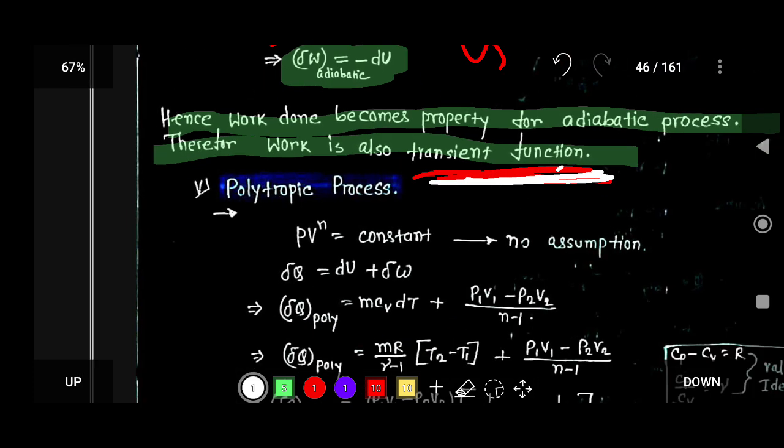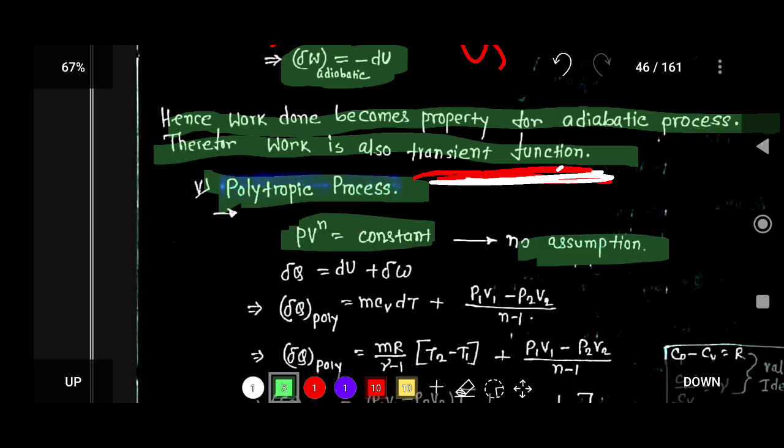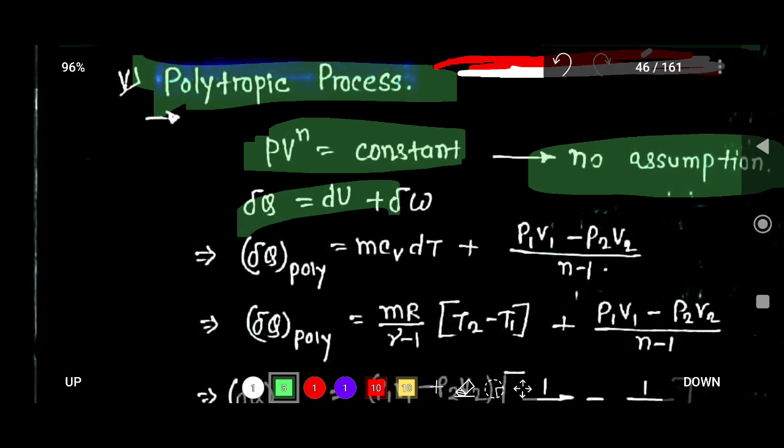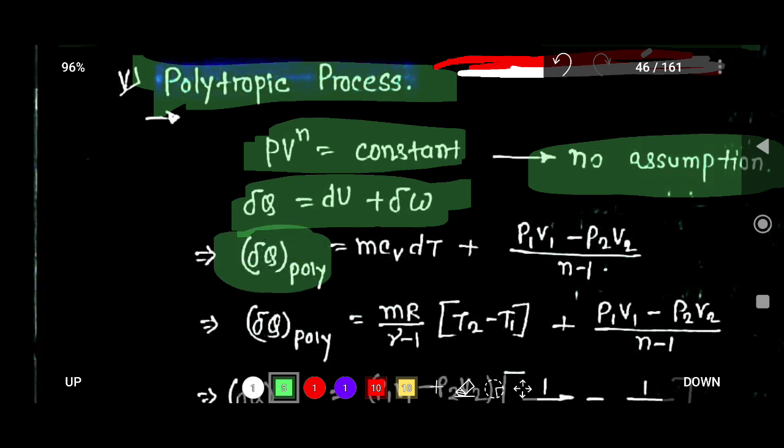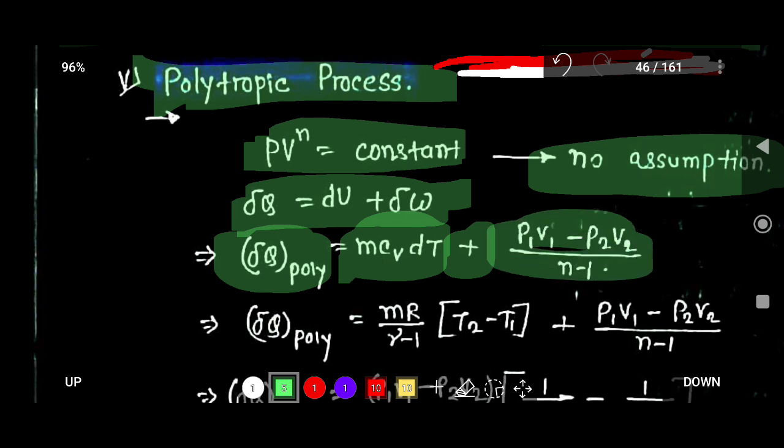Okay. Now focus on the polytropic process. Polytropic process has no assumption, P v to the power n equals constant. So del q, you know the formula, del q equals du plus del w. So del q poly, applicable for polytropic process, equals mcv dt plus the polytropic work. You know that du equals mcv dt, and the polytropic work is P1 V1 minus P2 V2 upon n minus 1.